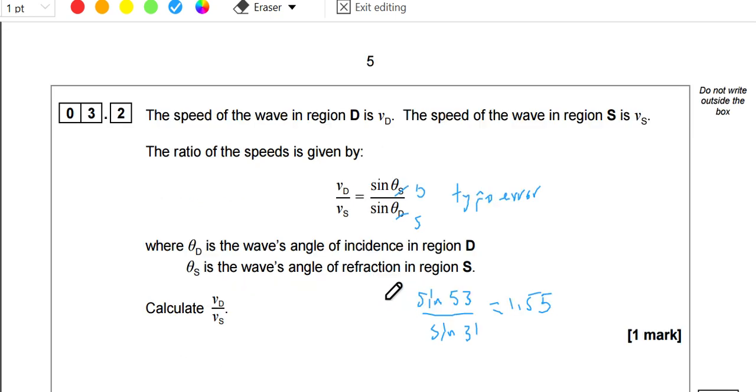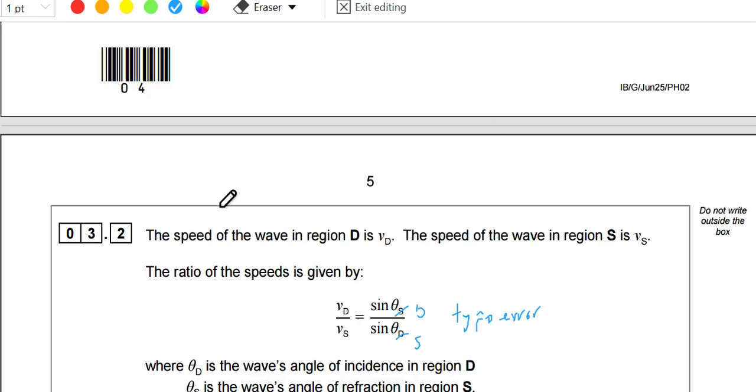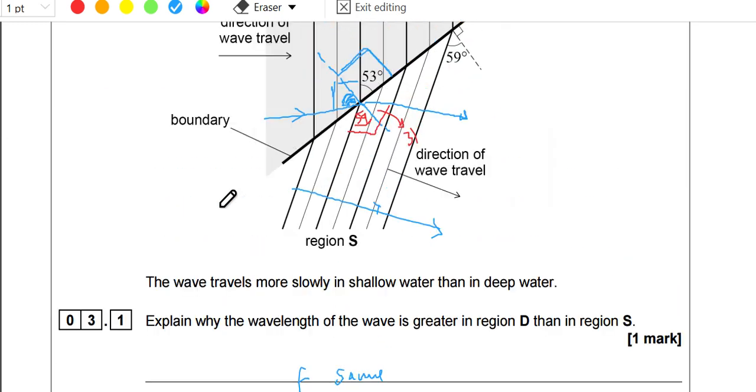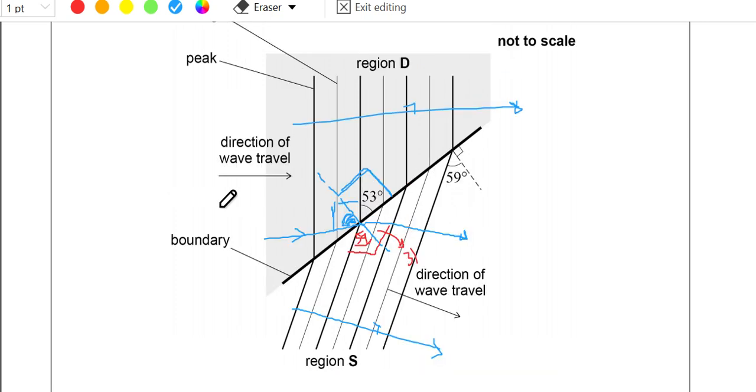You should correct theta S here to theta D and D to S. This is a typo error. And to find theta D and theta S, if we look at the graph here, for the incidence, the angle between the interface and the wavefront, here is the interface, here is the wavefront, is 53.